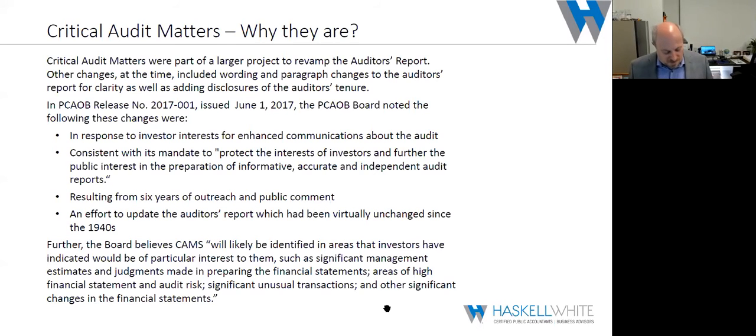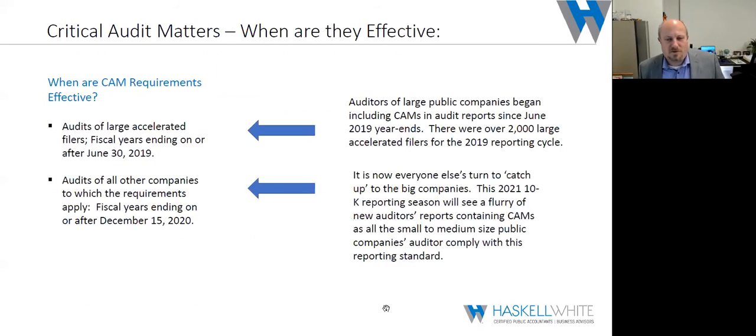So when they're effective, as on the next slide, as I mentioned early on here today, the large accelerated filers have already been dealing with this. Anybody with a June year end of 19 and since has already been adopting this. And we have one client that went through this last summer with us. Elsewise, all other public companies, with one exception, are required to do this for fiscal years ending after December 15th of 2020. So those of you that are preparing for your audits, upcoming with us or somebody else here in the near term, you are going to have CAMs in there.